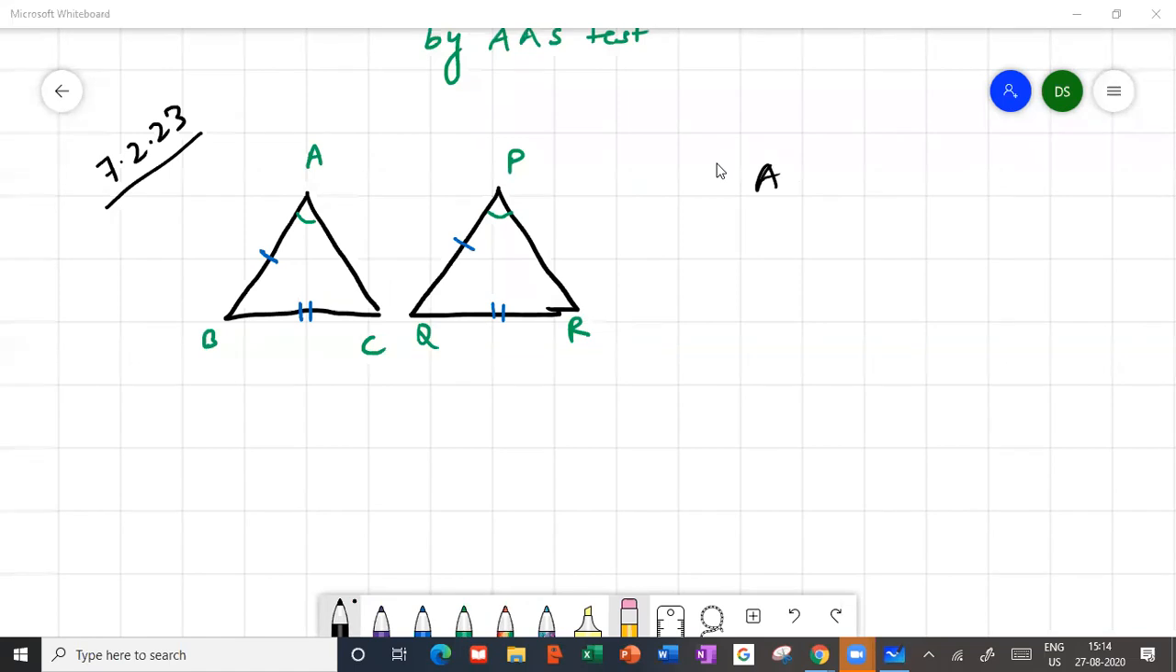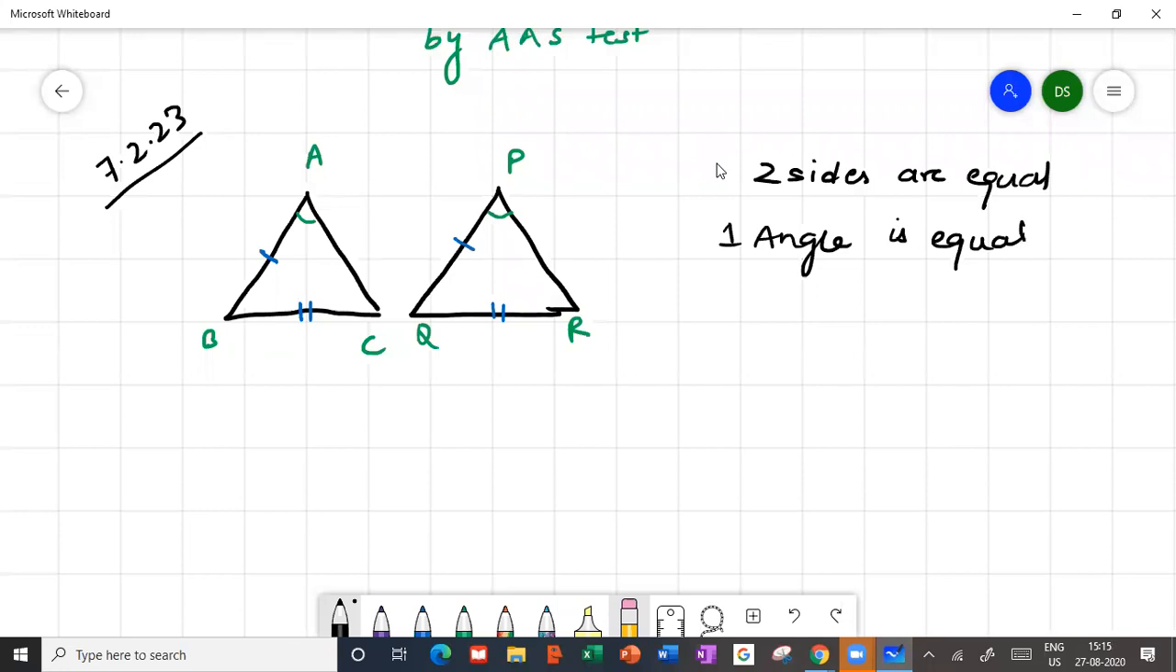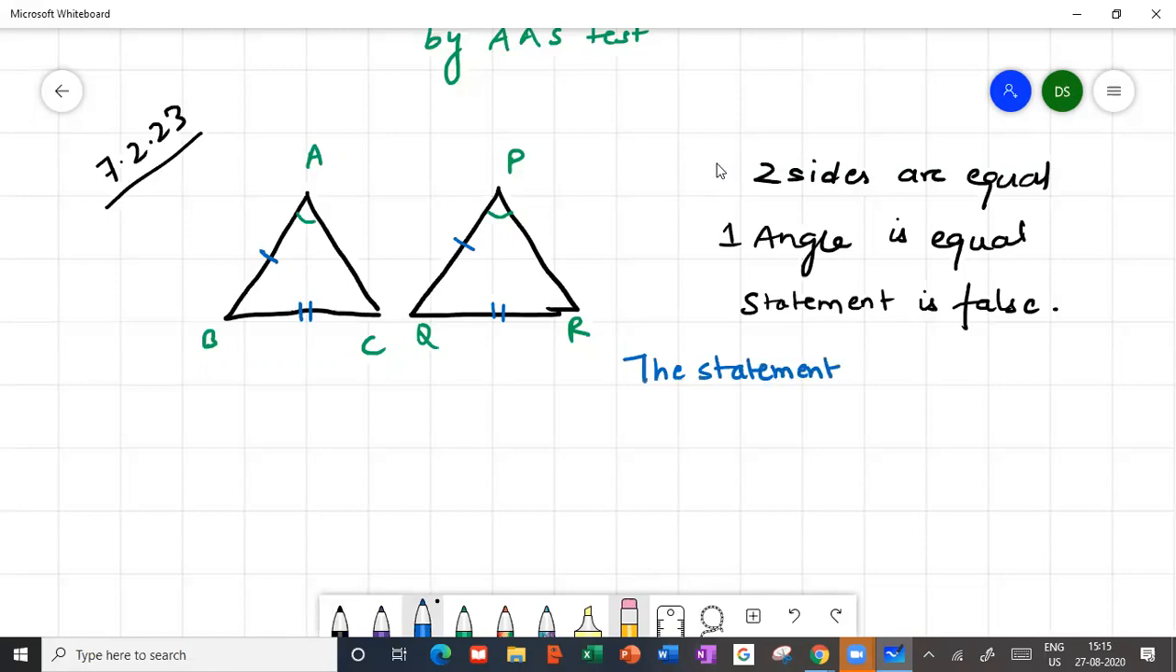Okay. Coming back, let's check all these things. So the criteria given is only that two sides are equal, and they have just said one angle is equal. So they are not saying anywhere it's included. It can be any angle, isn't it? So this statement is false. When will the statement be true? If they say two sides and included angle, then it will be SAS congruency. Awesome, correct.